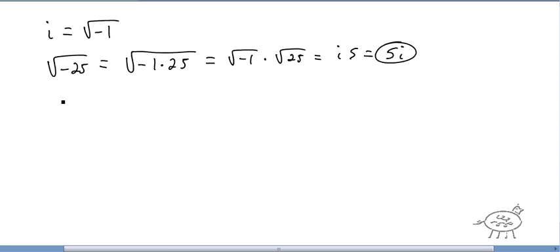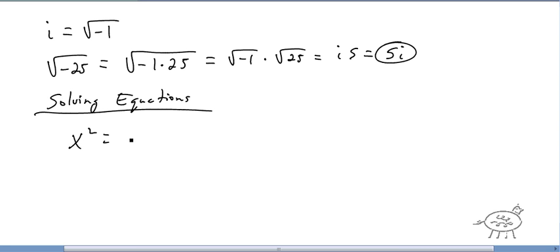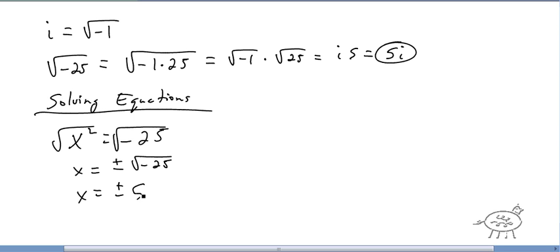Okay, let's do some solving equations. If I gave you x squared equals -25, well, we take the square root of both sides, and we get x is equal to, and don't forget, this is huge, people, plus or minus the square root of -25. And then we just simplify that, as we just did up here. So really the answer is plus or minus 5i. Okay, so let's do a few more here.